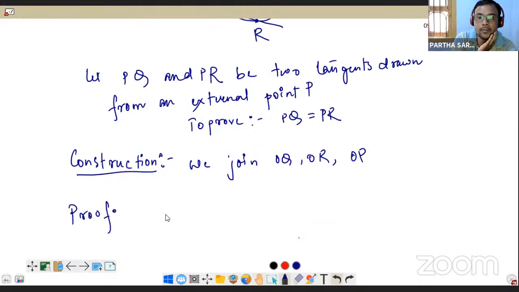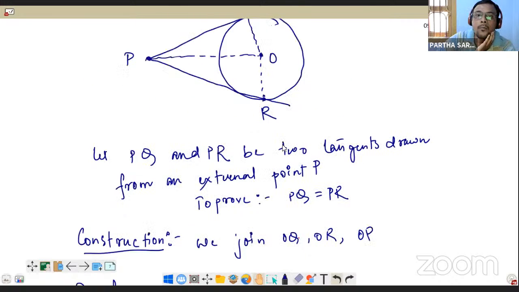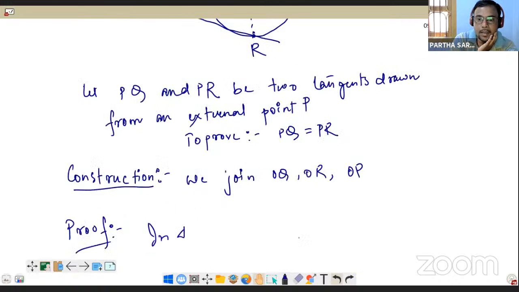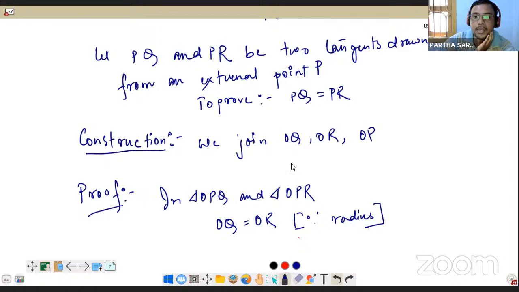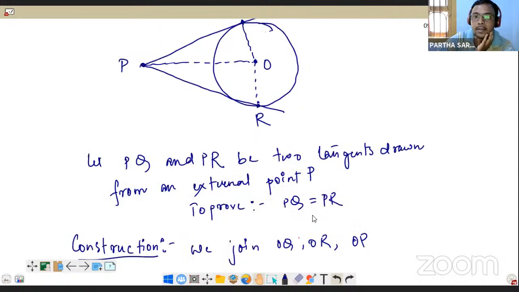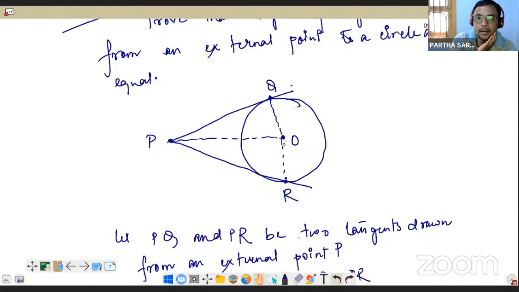Now take the proof part. Since we have joined, we have seen the two triangles. So in triangle, what are the triangles? OPQ and OPR. In triangle OPQ and triangle OPR, we can write OQ is equal to OR, since radius, because in a circle the radius will not change from one to another, isn't it, right? Always the radius will be the same from the center at any distance, isn't it? Look here, can I write OQ and OR same to same?